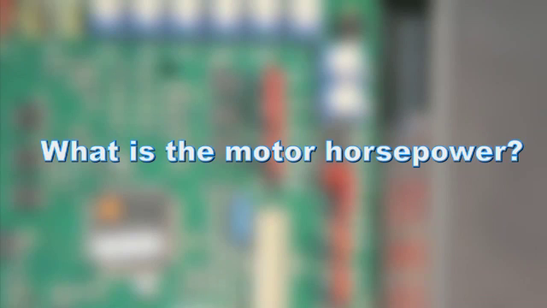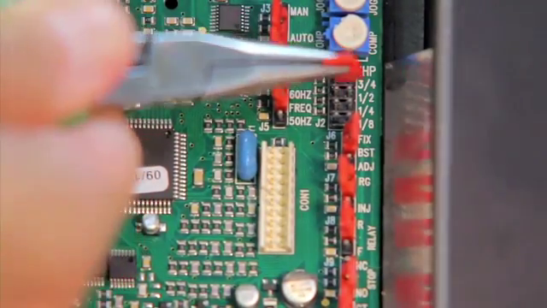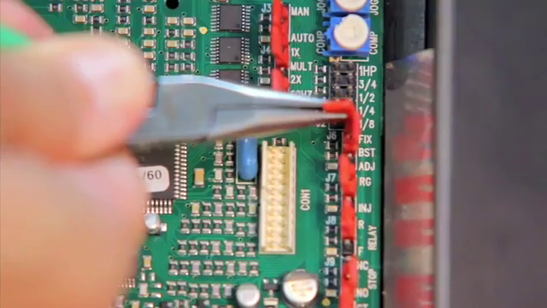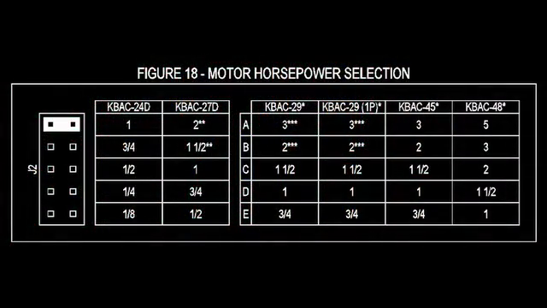2. What is the motor horsepower? Our standard factory jumper setting for drives with multiple horsepower ratings is always for the maximum horsepower. For this demonstration, we will move the jumper J2 to the lowest horsepower position. For drives 3 horsepower and higher, you will need to refer to figure 18 on page 17 of the installation manual. 3. What is the motor frequency?